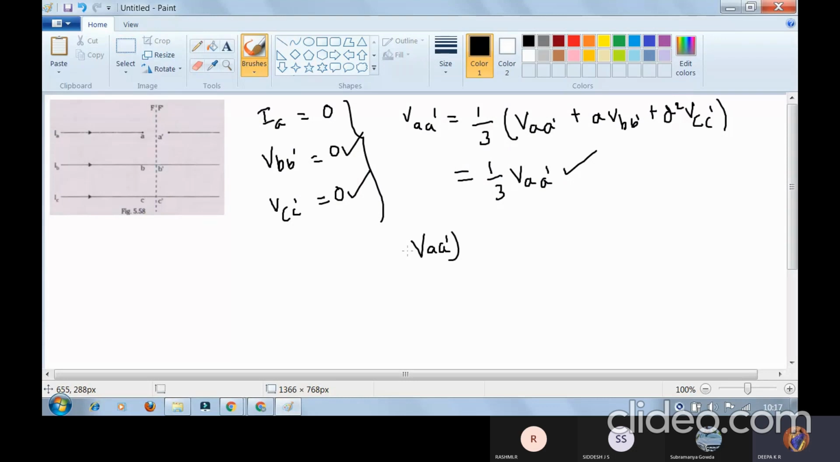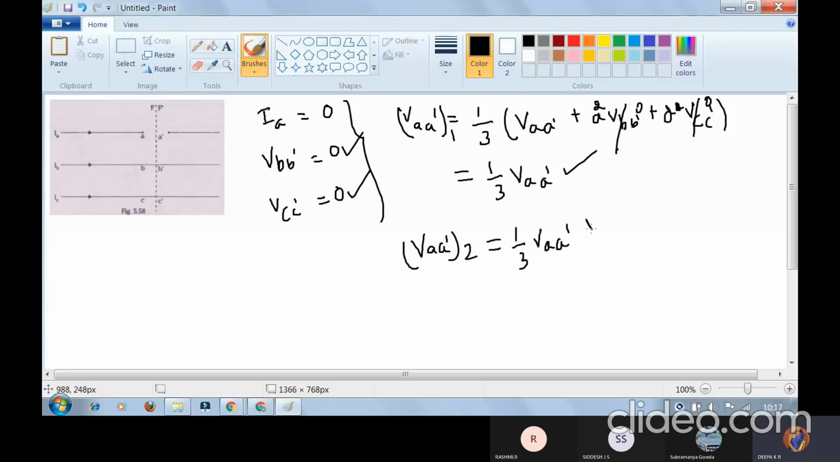I think I missed out the representation. Positive sequence will be represented by 1, negative sequence is represented by 2. So I'll just make small changes here. Your answer will be almost the same, 1 by 3 VAA dash, but in the place of A it becomes A square, and the A square becomes A. But VBB dash is 0, VCC dash is 0. Finally I'm going to get the same answer, that is 1 by 3 into VAA dash.